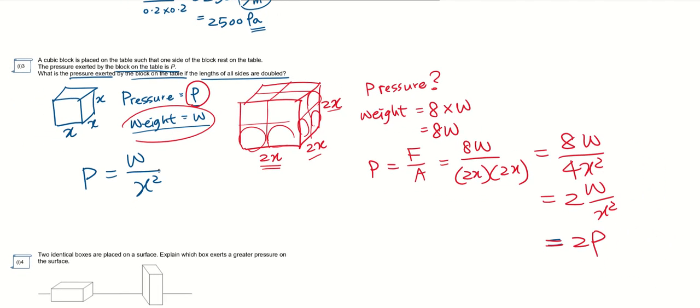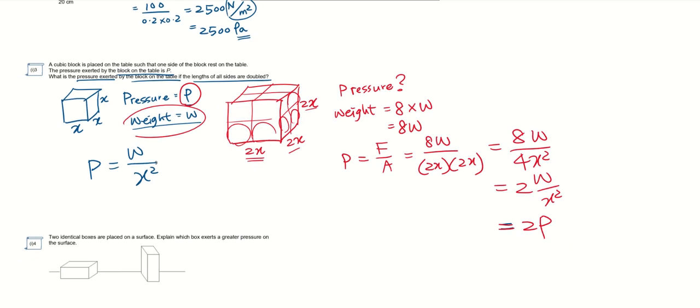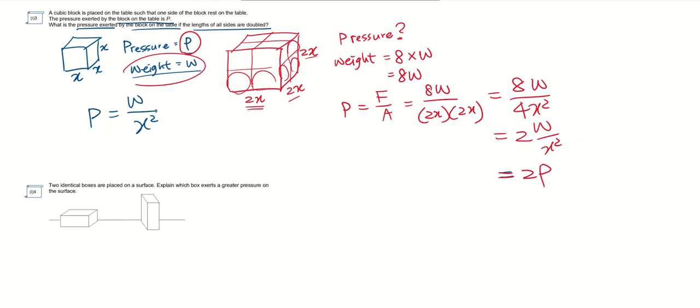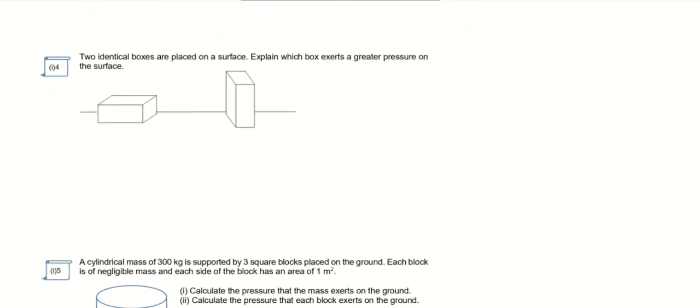Okay. So a twist to this question is, what if the length is triple, or what if the length of all sides are half? Okay, so you have to sort of use algebra and then think of how many cubes are there. All right.